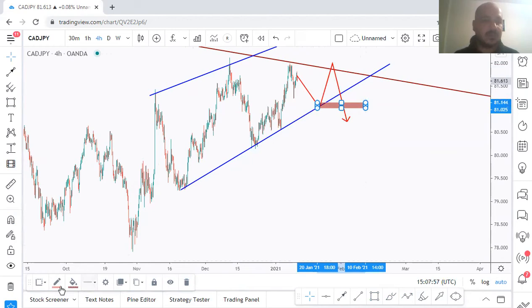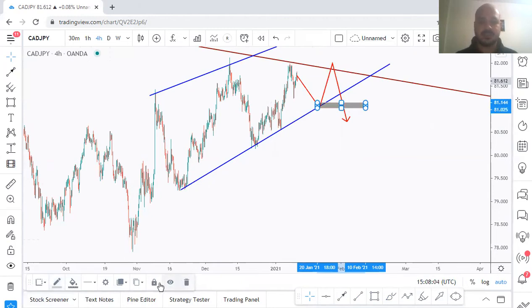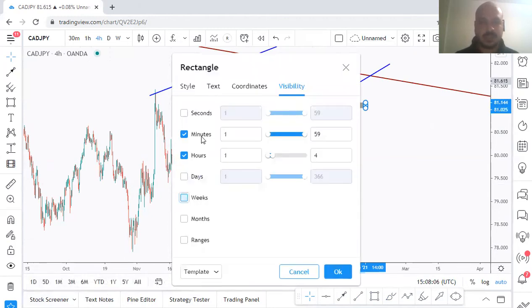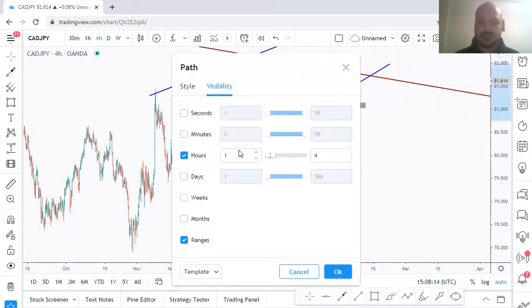So on CAD JPY, from a medium-term perspective, we are still overall bullish, but since it's sitting around a resistance area, we'll be looking for sell setups. We don't want to see this one except on H4, as it's an idea dedicated to H4 only. And here as well, we don't want to see it except on the H4 time frame.